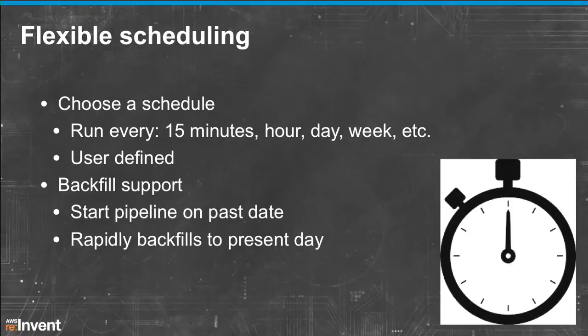Backfill, moving down to the second bullet, is an interesting feature on Data Pipeline. The idea there is you can start your pipeline on a time and date in the past. So let's say today is November 14th. I can start my pipeline January 1st. And Data Pipeline will spawn multiple instances of that pipeline, and it will execute them in parallel to get you from January 1st all the way to today. It's very useful if you are just getting started with Data Pipeline and you need to run it on historical dates.